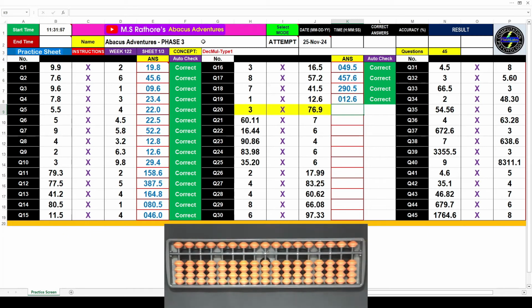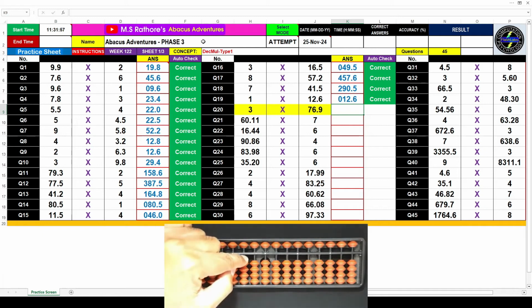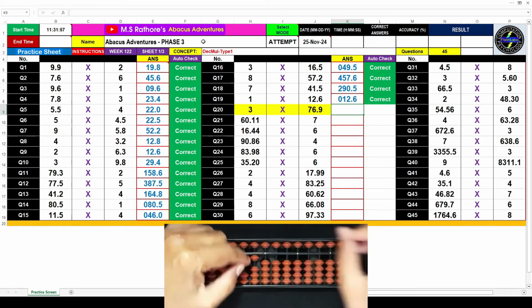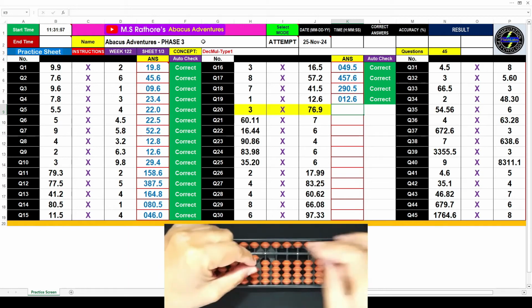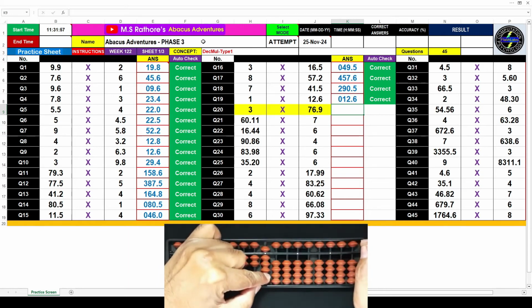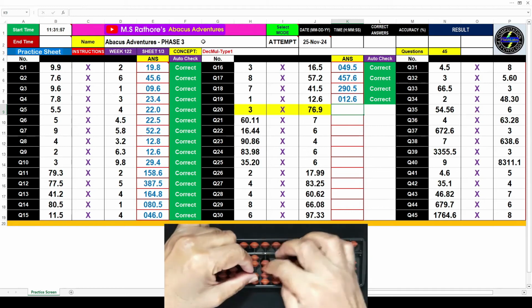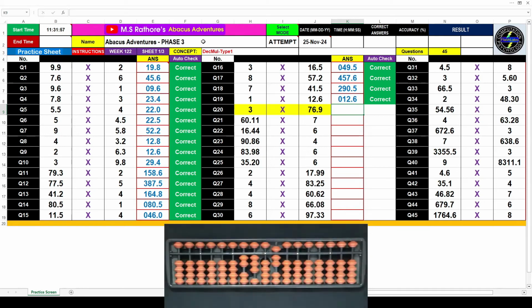Question number 20, 3 multiplied by 76.9, placing the left index finger on rod number 3. 7 threes are 21, shifted, 6 threes are 18, shifted, 9 threes are 27, and our answer is 230.7.